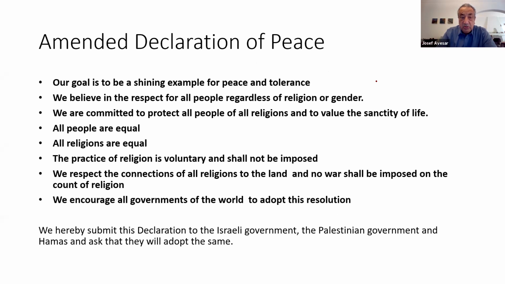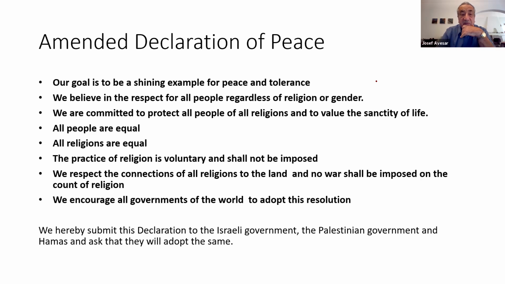All people are equal, all religions are equal. The practice of religion is voluntary and shall not be imposed. We respect the connections of all religions to the land, and no war shall be imposed on the count of religion. We encourage all governments of the world to adopt this resolution.